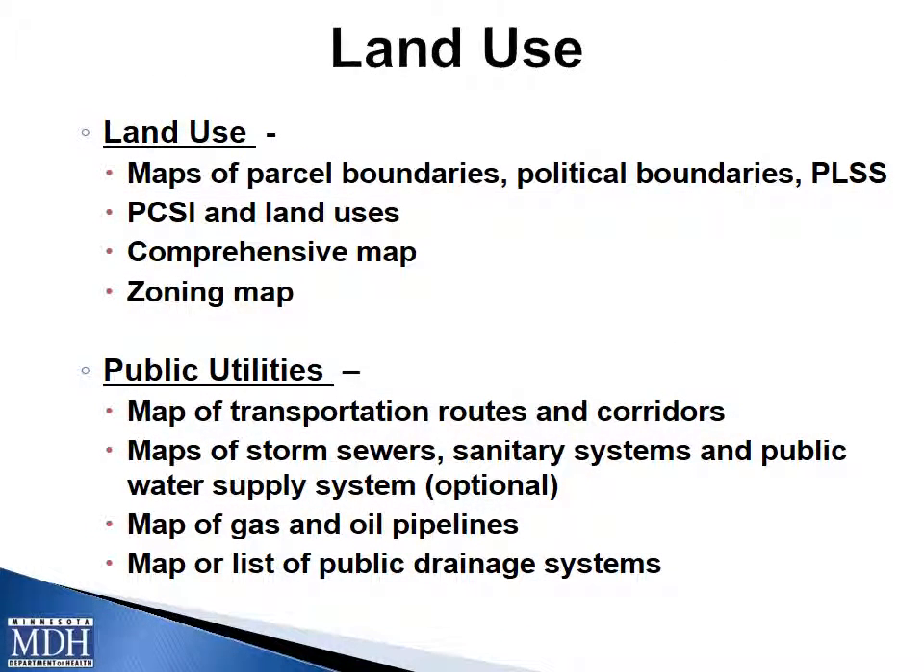Much of the land use information under this category will be available only from local government units. Some counties and cities have zoning maps and comprehensive land use maps on their websites, but you may have to obtain hard copies of these maps from the jurisdictions. Also, the community you are working with would have to provide sewer maps, storm sewer maps, and public water system maps if they are required to be in the plan.